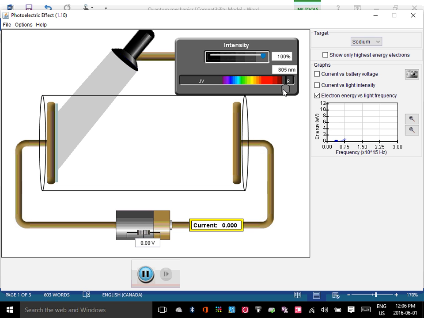So you can see a relationship. As we move the light towards, now take a look at this. This is the energy of the electrons coming out. Take a look. You'll notice it goes up. As the wavelength gets shorter and the frequency goes up, the energy goes up with it.